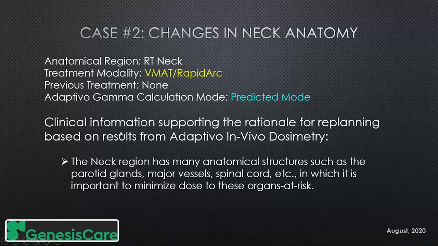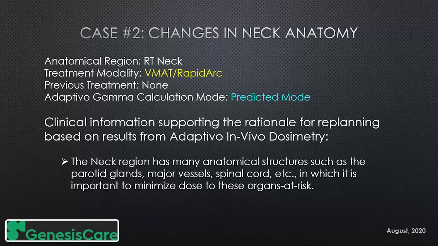So this particular case, changes in neck anatomy. The anatomical region is the right neck, and we are using the VMAT rapid arc technique. There's no previous treatment to be concerned about. That helped in this case. And we're using the predicted mode of gamma calculation. So the clinical information supporting the rationale for replanning this particular patient based on results from Adaptivo in vivo dosimetry are as follows.